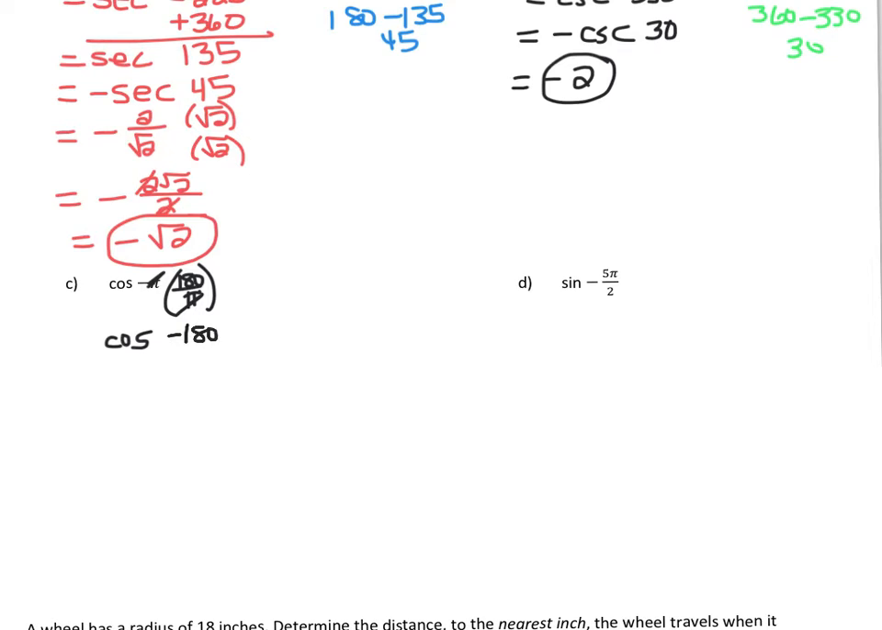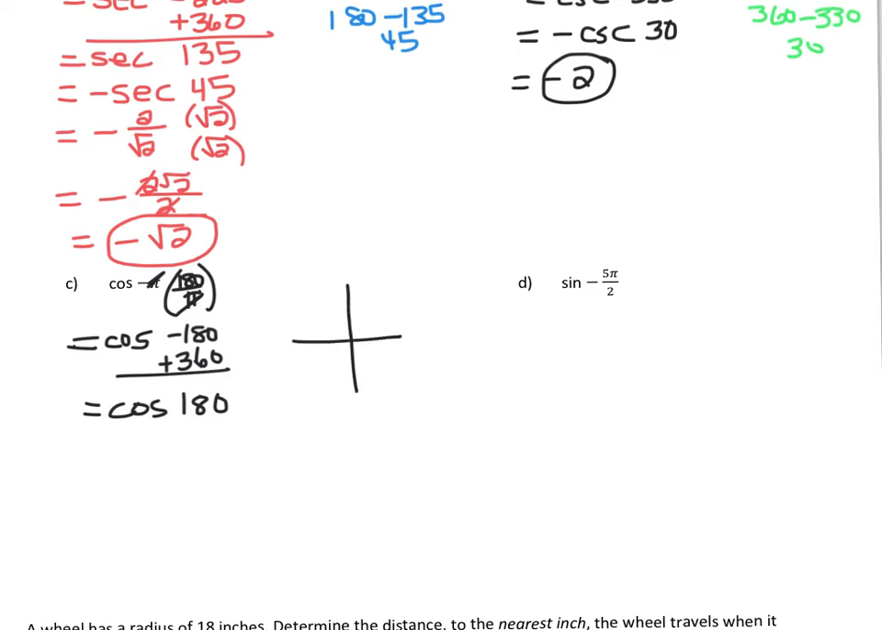Okay, so I'm going to make that angle positive by adding on a full circle. And that's going to leave me with cosine of negative 180 plus 360, which is 180. Now, whenever you have a quadrantal angle, so 0, 90, 180, 270, 360, we're not in a quadrant. So what you have to do is think about our unit circle.